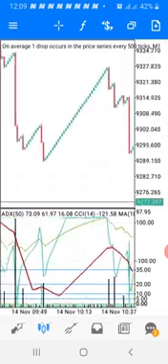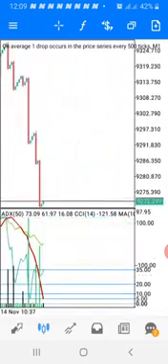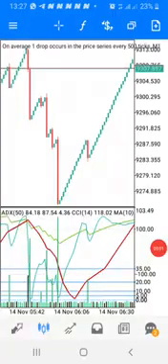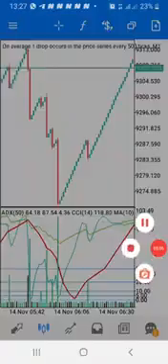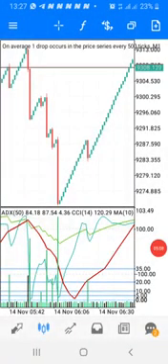So the indicators are ready. Now, this is how this strategy works.